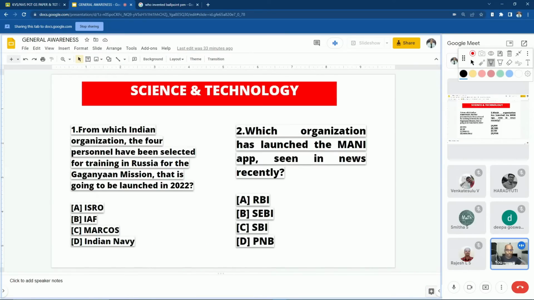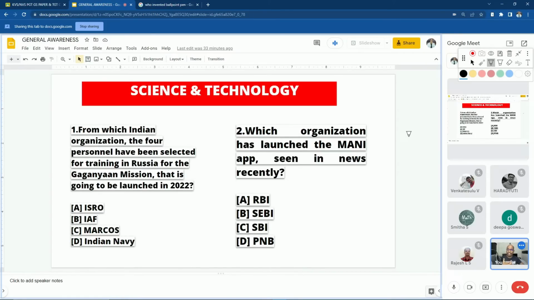So a few more minutes I'll take, maximum 5-10 minutes or maximum 15 minutes, we'll complete science and technology. What is science and technology? When you apply the science theories in a practical way, then you create information in a practical manner. So science and technology comes under current affairs topic. So science and technology questions also most probably come.